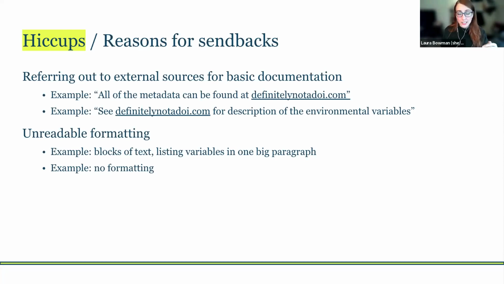And the no formatting issue here is that people submit without any formatting at all. Our ReadMes are in Markdown, which does allow some formatting. Some might be HTML. So you can bold, italicize, and use bullet points, something like that, just to make sure that you're able to actually gather information from it and it's not one big block of text.